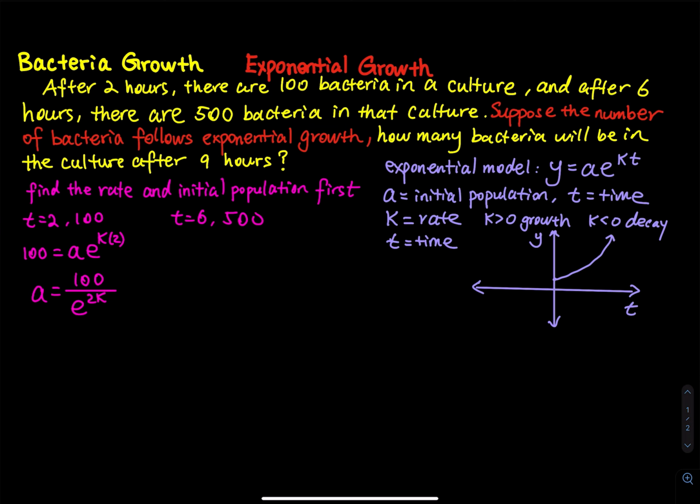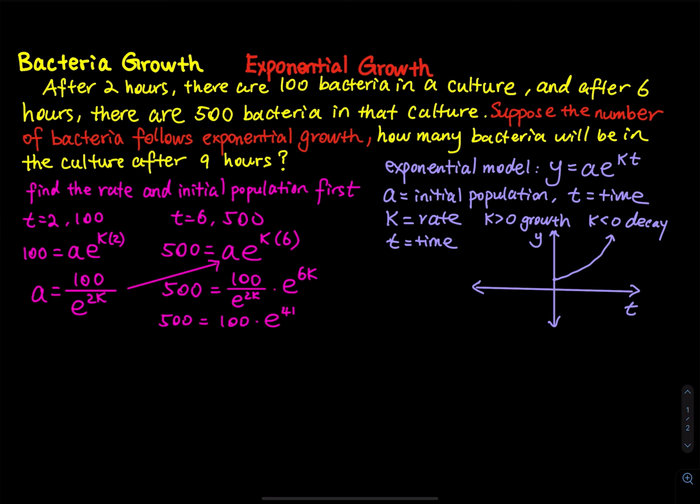So that is the initial population in terms of k. And then how about t equals 6? So we have 500 equals the initial population a times e to the kt, where k is k and t is equal to 6. What we are going to do next is plug in the a right over there. So we have 500 equals 100 divided by e to the 2k, and then times e to the 6k. Can you simplify that? e to the 6k divided by e to the 2k, 6 minus 2 is equal to 4. So we have 500 equals 100 times e to the 4k.